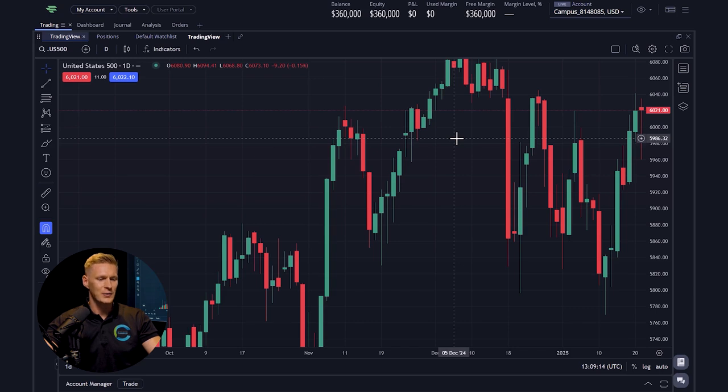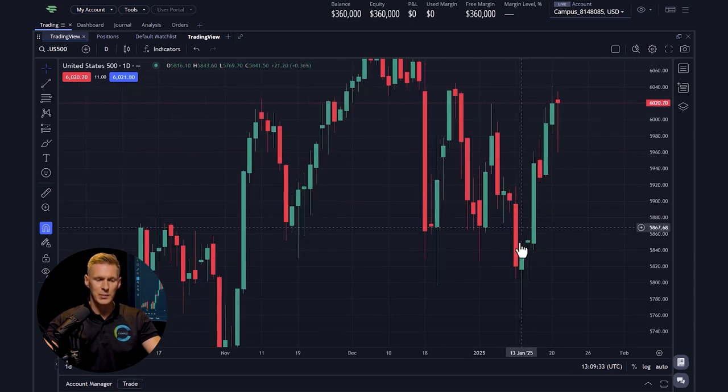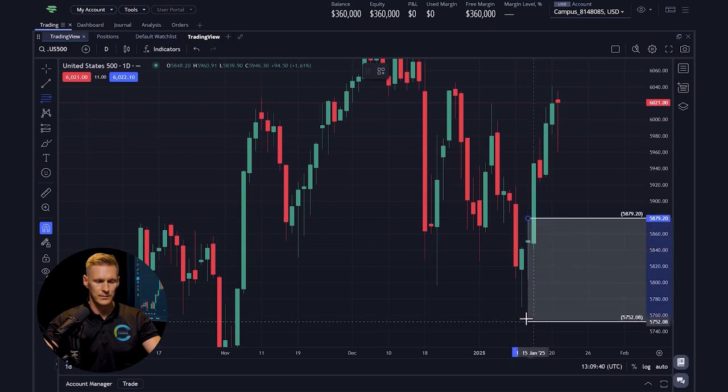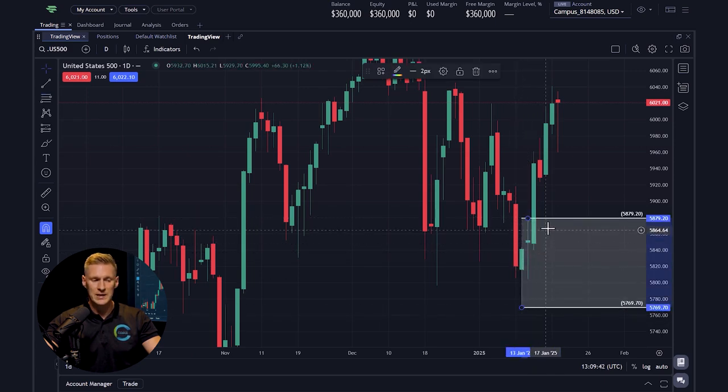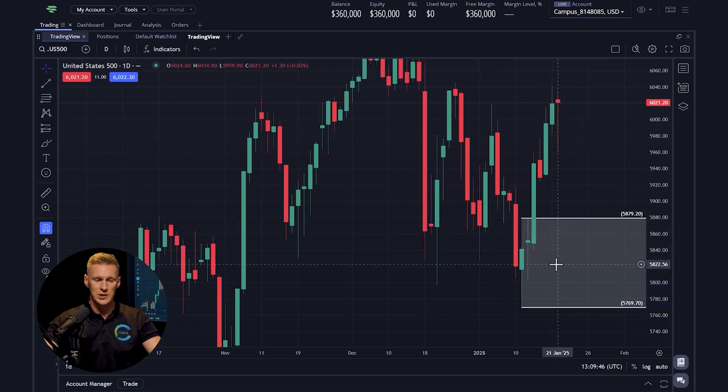Now let's start with the first demand formation, the drop-base-rally. I opened the S&P 500 on the daily chart, but you can use any asset and any time frame. And look at this. This is our drop, 2 basing candles and a rally, right? Let me highlight this for you. Our drop-base-rally, or we call it U-shape, right? This is our formation. We can use it also for our entries and stop loss.